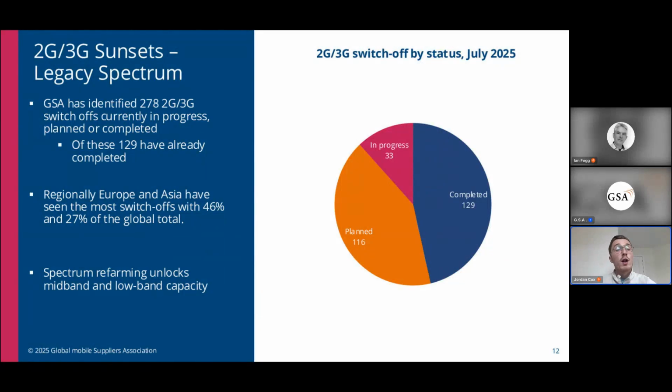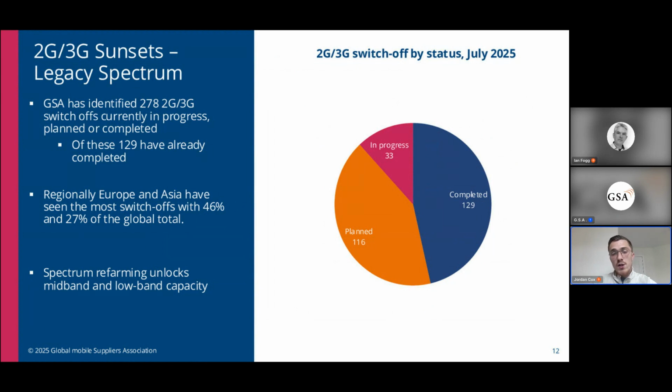So now let's turn to the global 2G and 3G switch-off trend, which is progressing rapidly and playing a key role in freeing up valuable spectrum for newer technologies. And as of today, our most recent update, the GSA has identified 278 2G and 3G network switch-offs that are either completed, planned, or currently in progress around the world. And of those, 129 have already completed, representing a significant shift in the way operators are managing their legacy infrastructure.